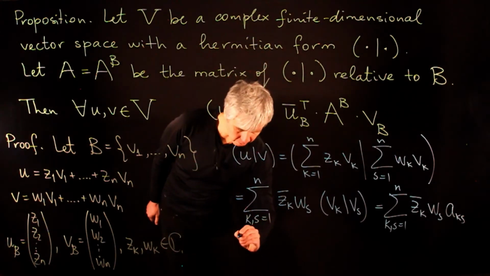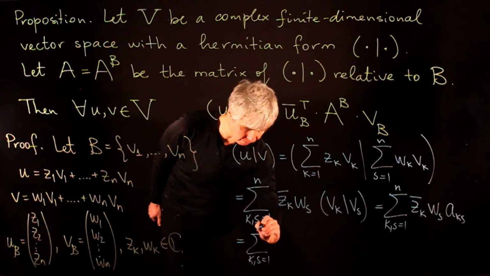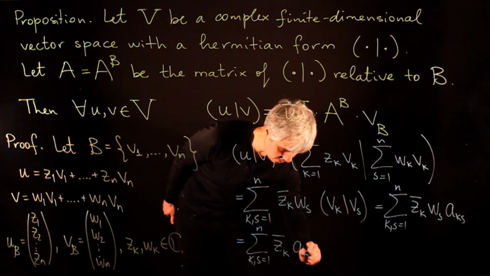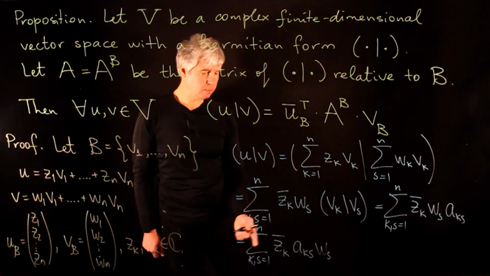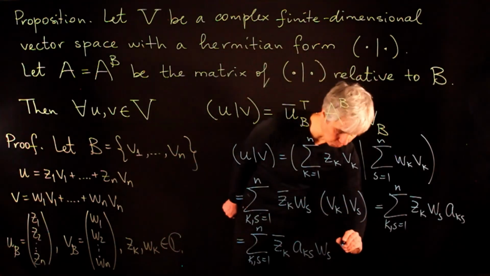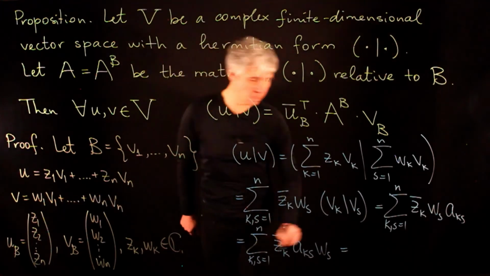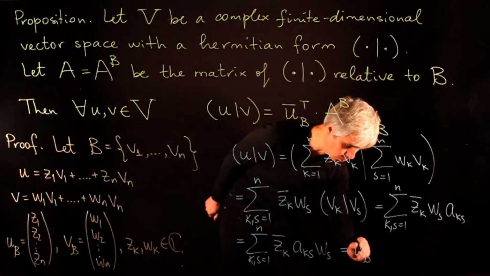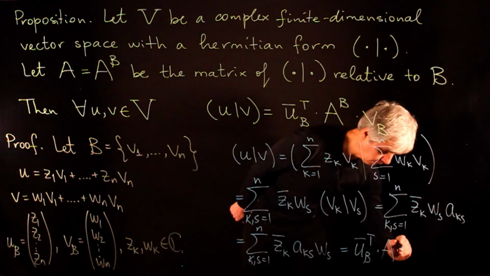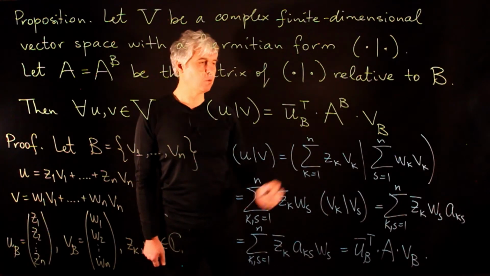And if we write this summation in a slightly different order, k and s from 1 to n, as zk bar times a_ks times ws, then we see that this double sum is precisely the matrix vector product. So we take the conjugate transpose of the vector u_B times matrix A times the vector v_B. And we arrive at our formula.